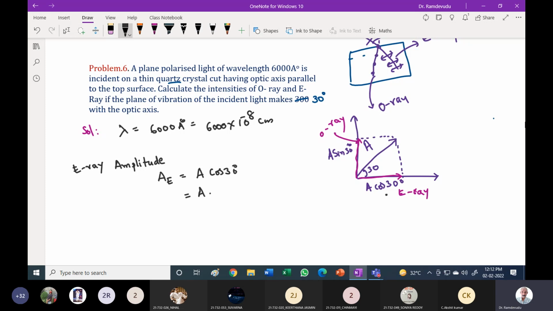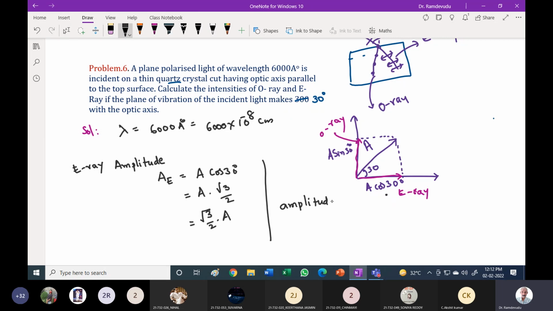Cos 30 value is root 3 by 2. Yeah, root 3 by 2. So therefore, I'll write it as root 3 by 2 into A, as the amplitude of this. Similarly, I calculate the amplitude of O-ray also.